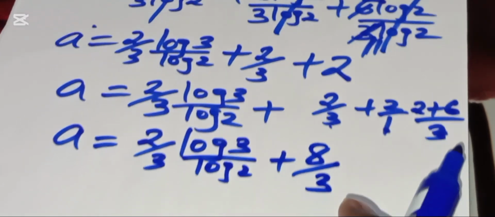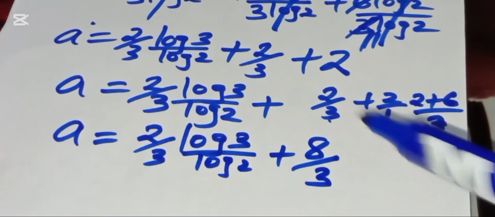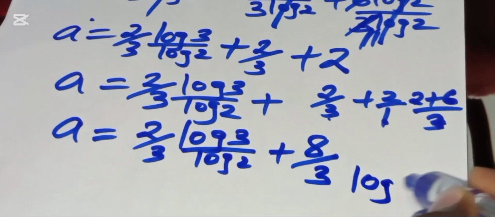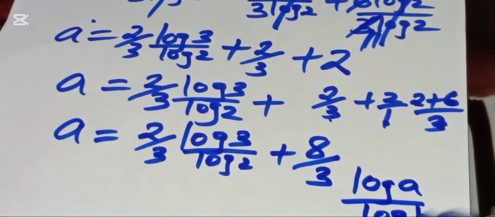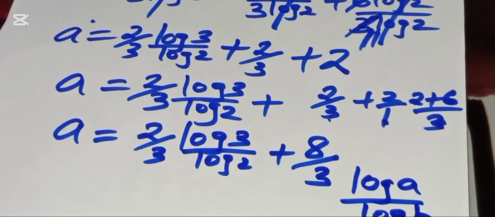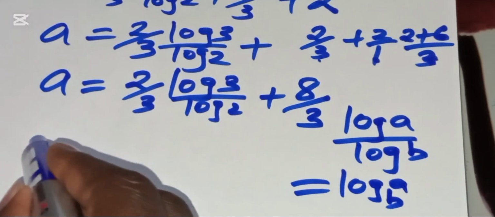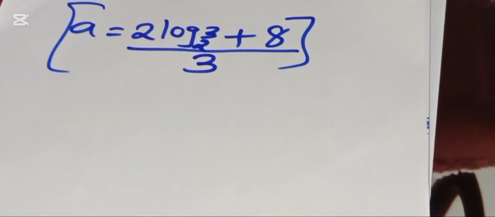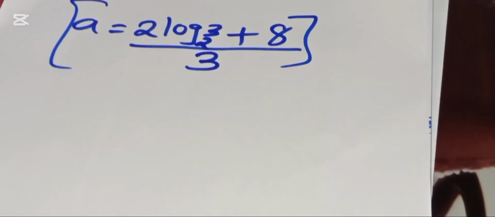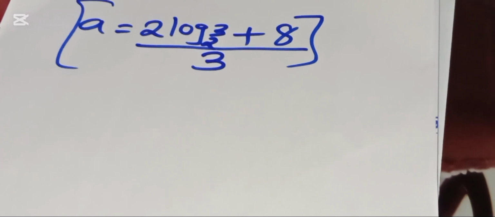But now, from what we have here, log 3 divided by log 2 is in the form of log A divided by log B, which we can express as log A to base B. Now let's apply this property. Now from here, the value of A becomes 2 log 3 to base 2 plus 8 divided by 3. Now this is the value of A.